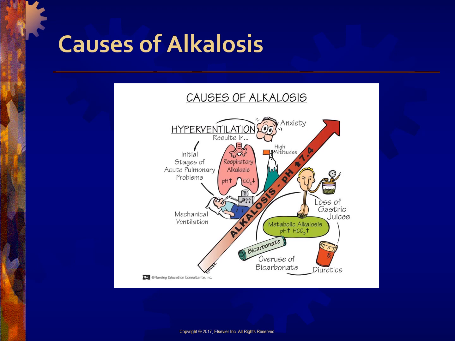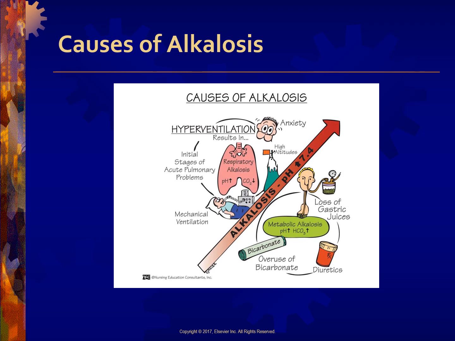So causes of metabolic alkalosis. So respiratory-wise, this is going to be someone that has a high pH and a low CO2. Causes of the alkalosis: anxiety, sometimes due to elevation, high altitudes. This could be happening in the initial stages of pulmonary problems, and also can occur with mechanical ventilation. So alkalosis is a pH greater than 7.45.